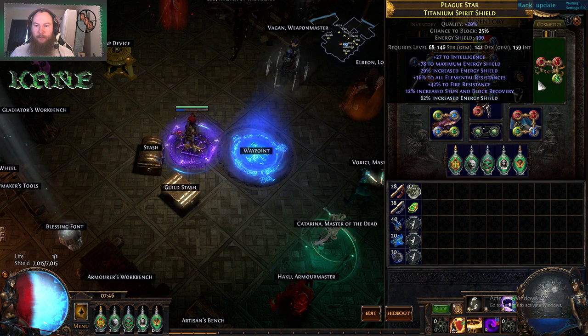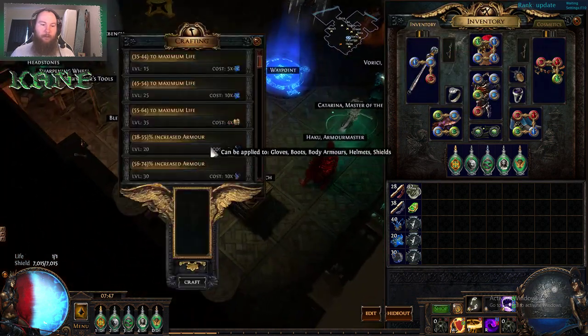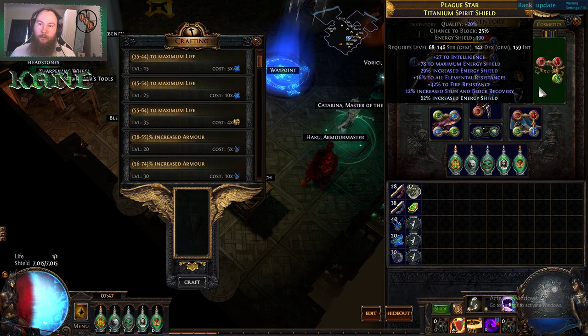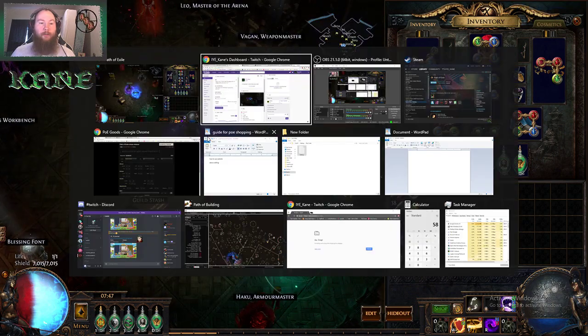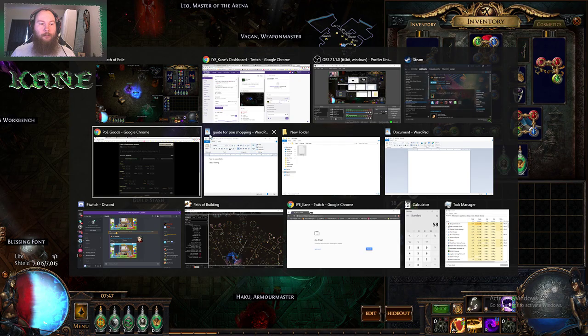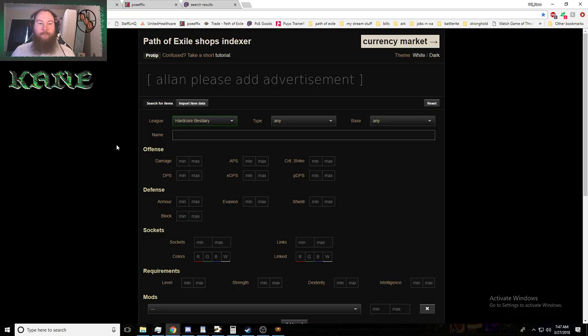Because I added the increased energy shield via the armor bench, which I actually got a low roll, so it'll be over 300. The reason why I was able to buy this for 5 chaos is because the person must not have understood that they could add energy shield to this. And the reason why I was able to find that is by using the websites here. So let's go ahead and pull them up.